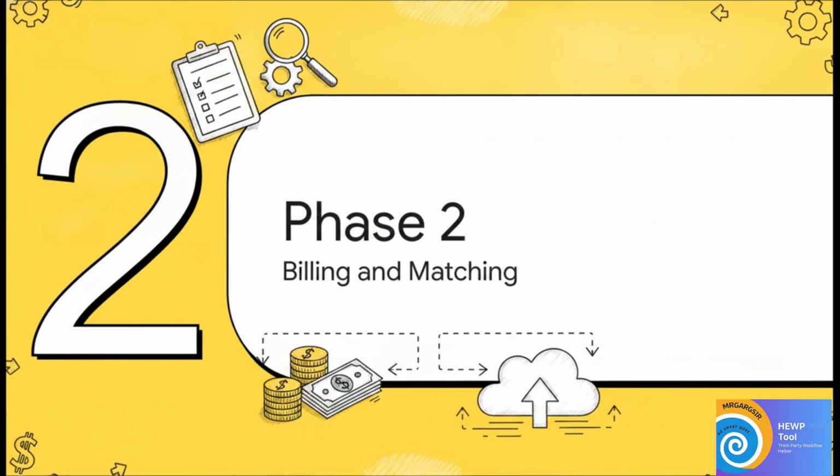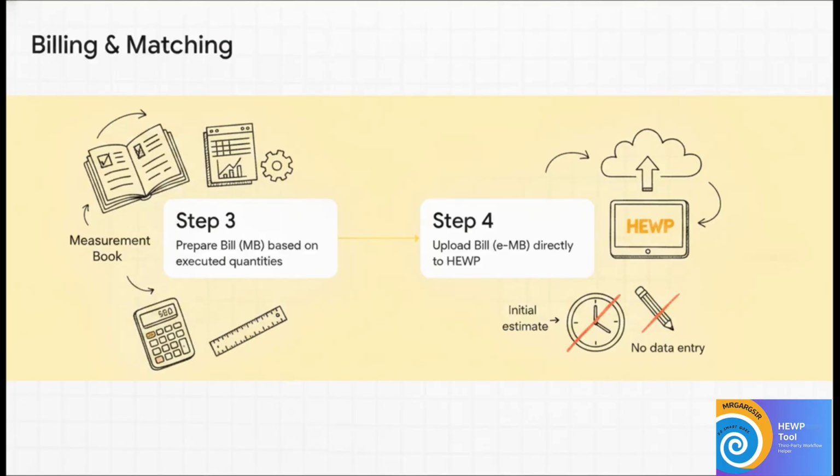Moving right along to Phase 2, billing and matching. Now we're getting into the execution. Step 3 is preparing your measurement book, or MB. Whether your initial estimate was built from scratch in Excel or pulled directly from the portal, all you have to do is update the quantities to reflect the actually executed work. Once that's done, Step 4 is uploading the EMB. Just like with the estimate, this auto-uploads directly to the HEWP portal, which totally saves you from that mind-numbing repetitive data entry.